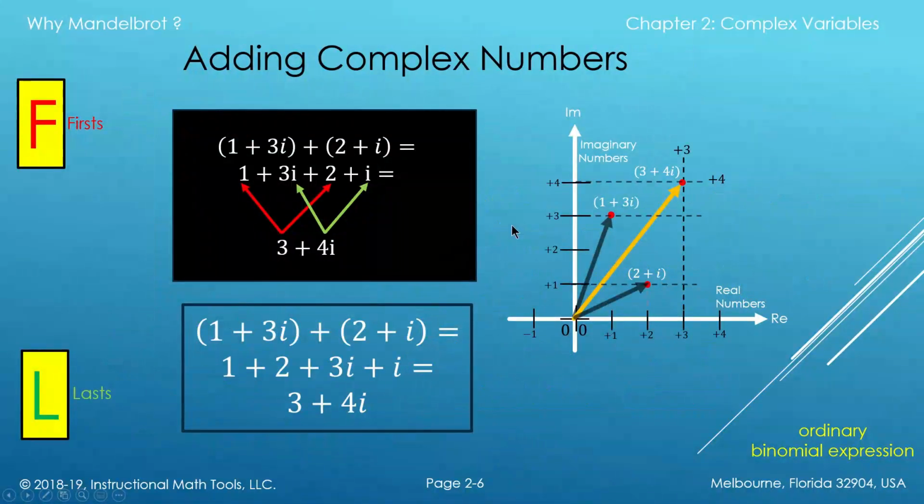Just a quick review. When you're adding, you don't use all of FOIL, you just use the first and the last. So if you're going to add these, you add the first, this one and this one, which comes to 3. You add the last, this one and this one, which comes to 4. So the sum of these two points is this point, and graphically, just like before, here it is. The sum of those two vectors is 3 plus 4i.